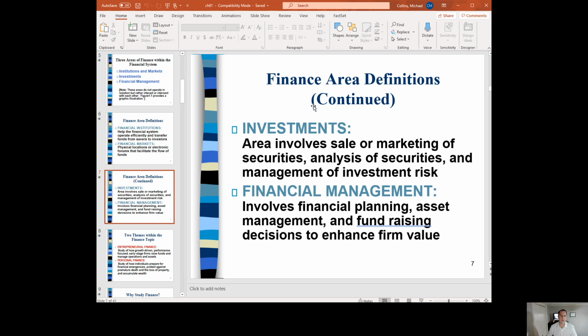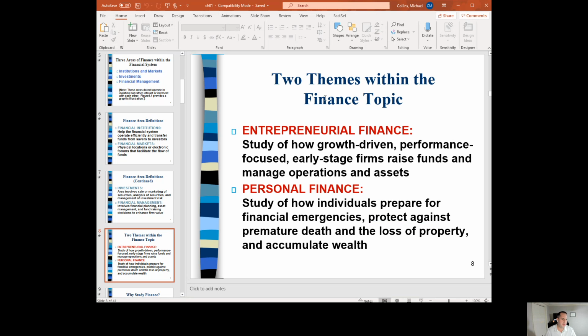Investments, that involves the sale or marketing of securities, analysis of securities, and the management of investment risk. Financial management involves financial planning, asset management, and fundraising decisions to enhance firm value. Entrepreneurial finance, study of how growth-driven, performance-focused, and early-stage firms raise funds and manage operations and assets.